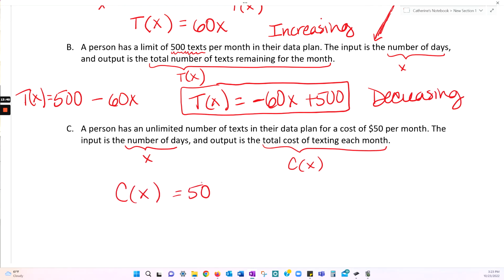We don't have anything to do with the 60. In fact, it doesn't even matter how many days it is. If it's October 10th, then we know it's going to cost us $50, no matter how many texts we've sent. If it's October 31st, we know it's going to cost $50 when we get our bill for October. And that's that. So this is then, of course, constant.